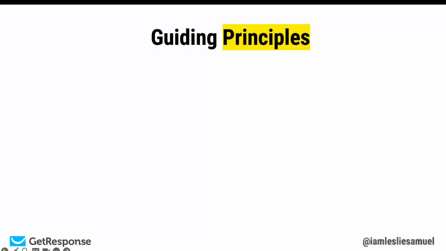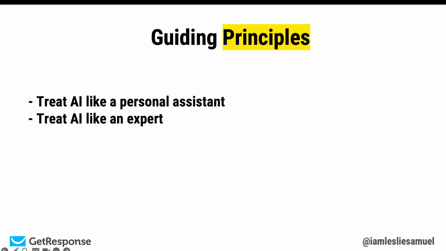Now, I want to give you some guiding principles. These are the guiding principles that I use when it comes to AI. Number one, I treat AI like it's a personal assistant. Many of the things that I would pass off to a personal assistant to do, well, now I just pass it off to AI, and it can do it very quickly. Number two, I also treat AI like an expert. And number three, I know that AI will make mistakes.